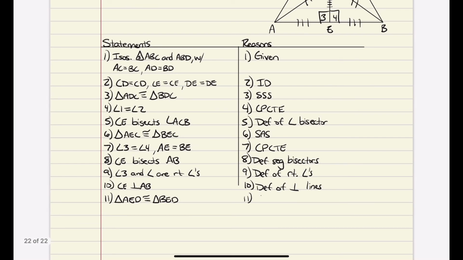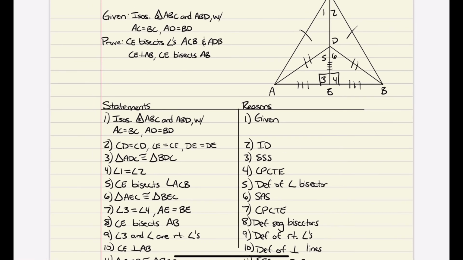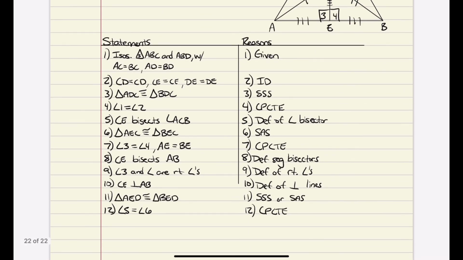Number 12. We can now say that angle 5 equals angle 6, CPCTE, because they're corresponding parts of congruent triangles. And then lastly, we can state that CE bisects that vertex angle, bisects angle ADB, by the definition of angle bisector. So we pretty much now just proved everything we set out to prove.